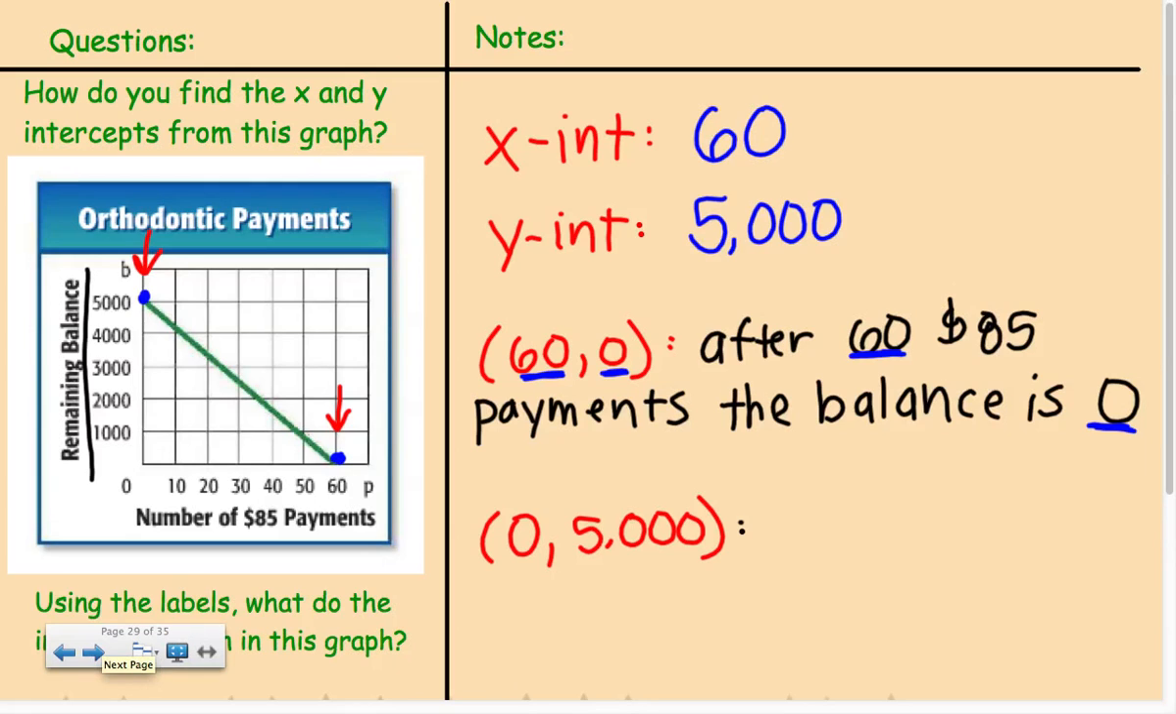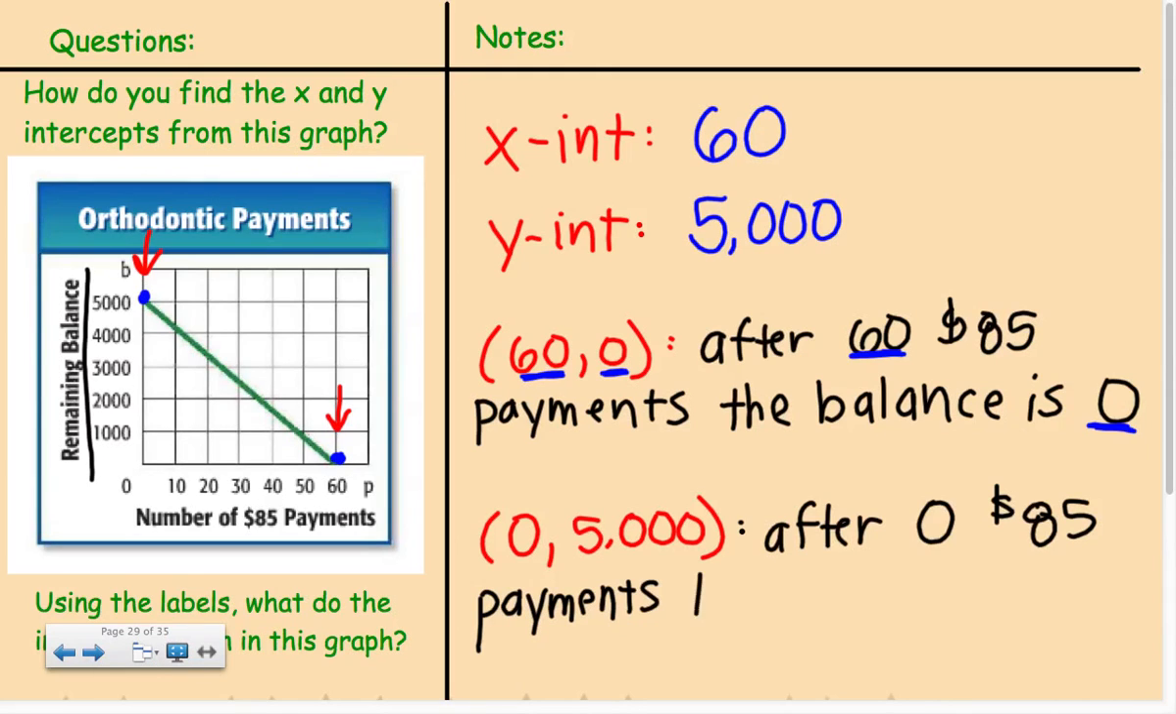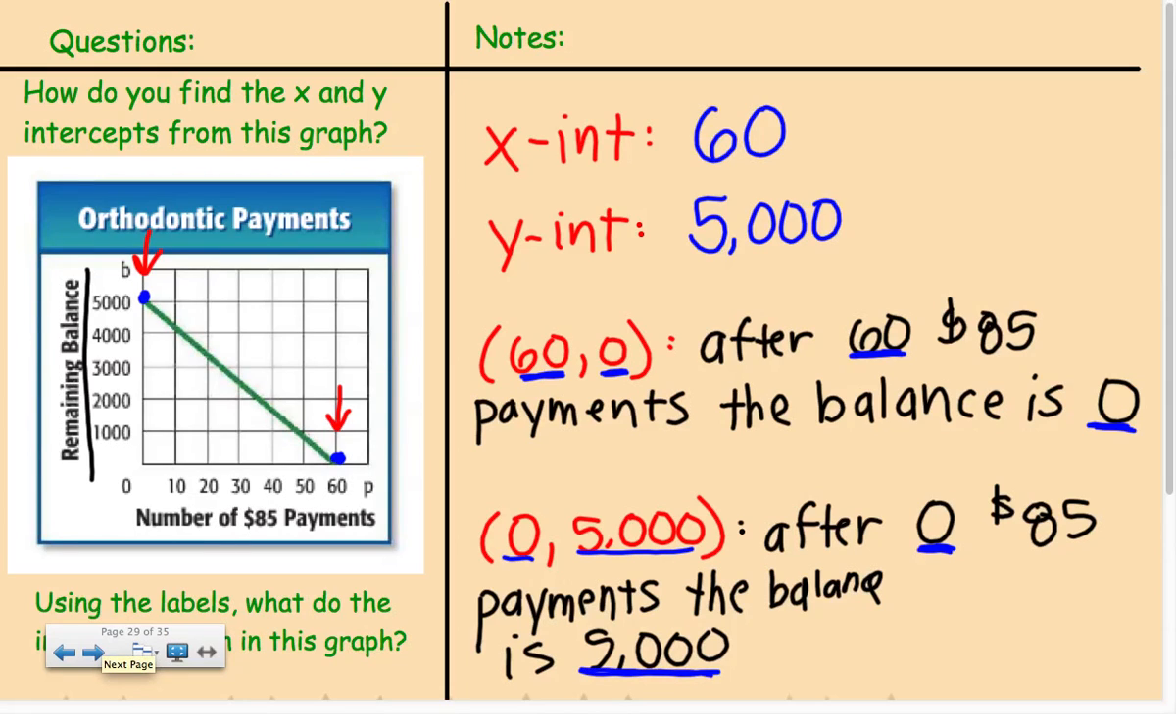0, 5,000, so after 0 $85 payments, the balance is 5,000. And again, if I did this right, 0, then 5,000, I talked about the 0, I talked about the 5,000. So both numbers that you write about in your sentence should match that ordered pair.